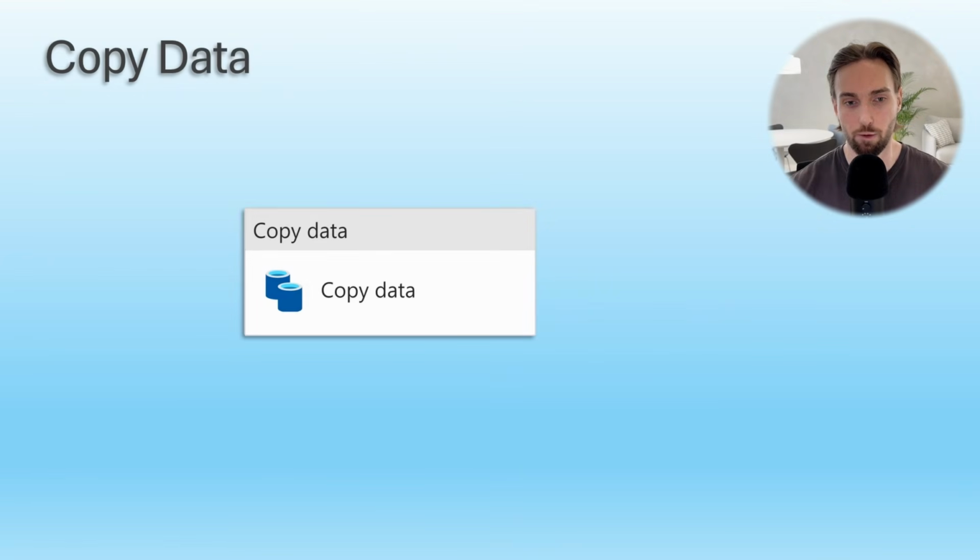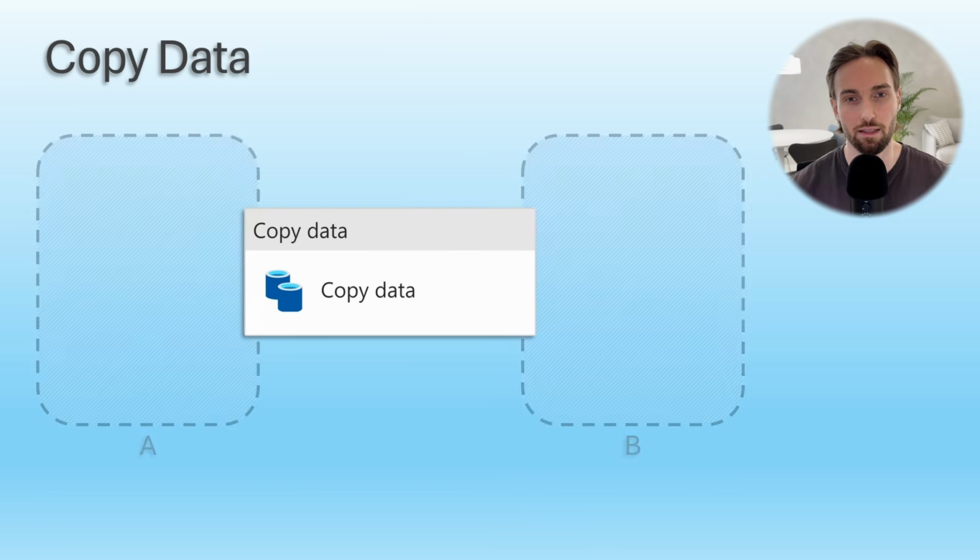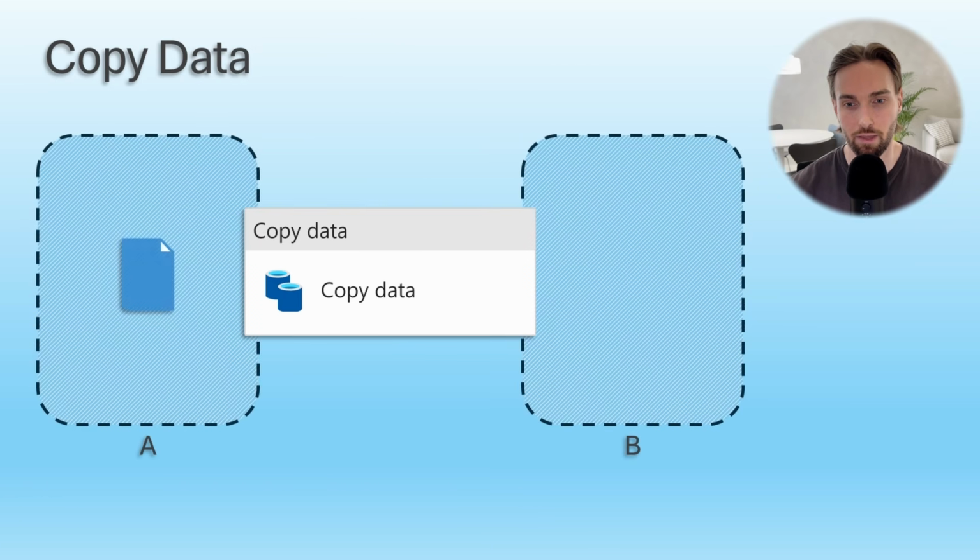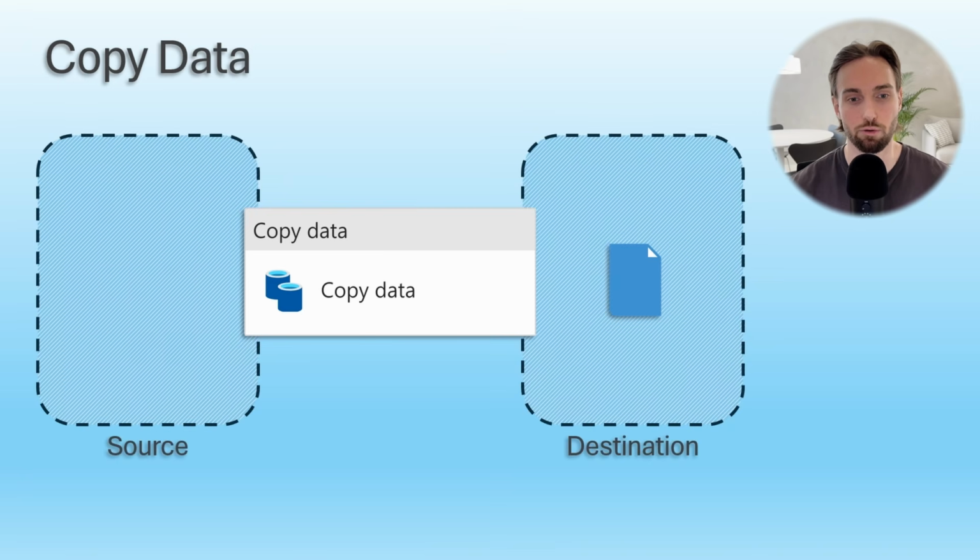But now let's cover the copy data activity in the pipeline tool. Here on the screen we can see how the copy data activity looks in the pipeline UI. Let's first talk about the purpose of the copy data activity, which is, as the name implies, to copy data from place A to B. In the context of the copy data activity, place A is called source and place B is called destination. Let's dive a bit deeper into these sources and destinations in the copy data activity.